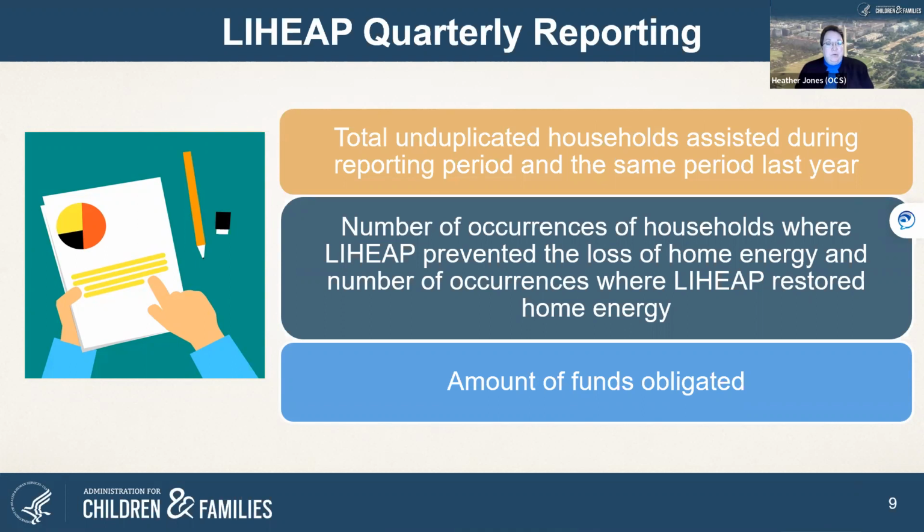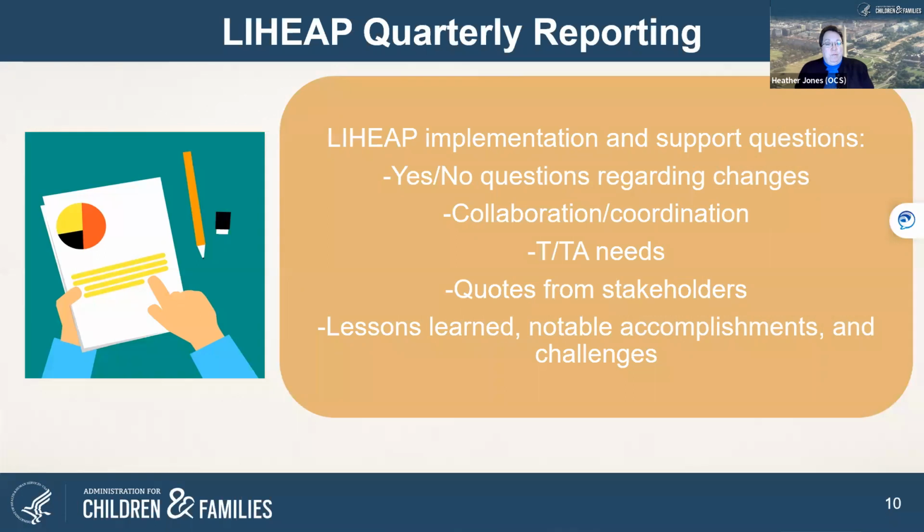Section 2 will ask you to report the number of times a household received LIHEAP assistance that prevented loss of home energy and the number of times LIHEAP restored services. Section 3 will ask about the amount of LIHEAP funding that has been obligated. Section 4 of the LIHEAP quarterly report includes questions concerning LIHEAP program implementation and support. These include yes and no questions regarding program changes, collaboration, coordination, training and technical assistance, and quotes from stakeholders, lessons learned, notable accomplishments, and challenges.